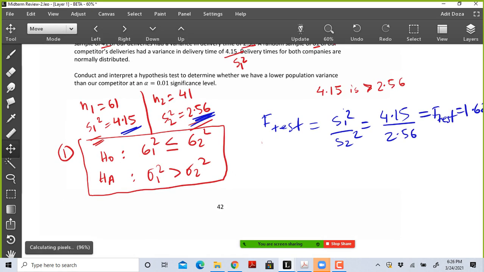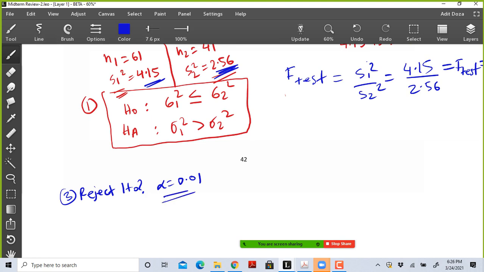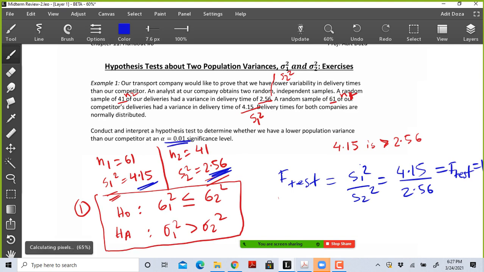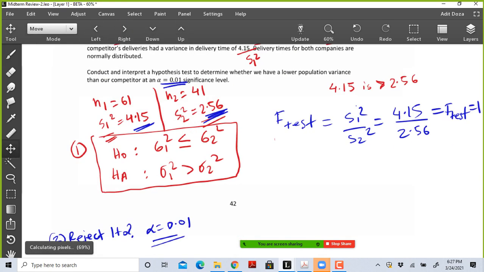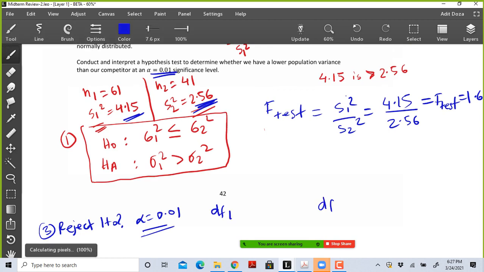Okay, and third step is we have to make the decision making rule, whether to reject the null hypothesis or not, and the significance level is 0.01. It was given in the question, right? So before we do that, we need to find the degree of freedom 1 and degree of freedom 2. What's the degree of freedom 1? N1 minus 1, right?